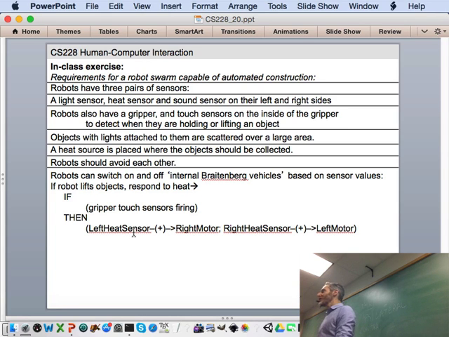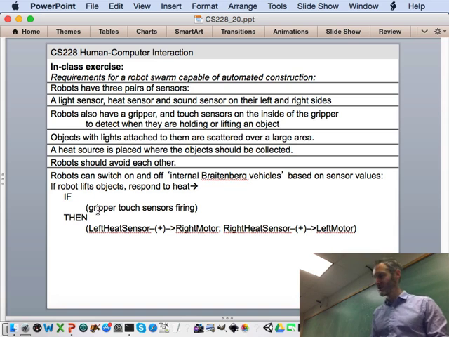However, these 4 lines of code are not enough, right? What should the robot do in the else statement? There's an else that's missing here, which is when it's not grabbing an object. Go towards the light. Okay. There's also some other clauses we need to put in here because we also want the robots to avoid each other. A little more tricky. So turn to your neighbor and see if you can start to flesh out some more of these if-then-else statements. Under what conditions should it turn on and off different Braitenberg vehicles so that it does what we want it to do? I'll give you 4 minutes for that, and we'll see what you came up with.